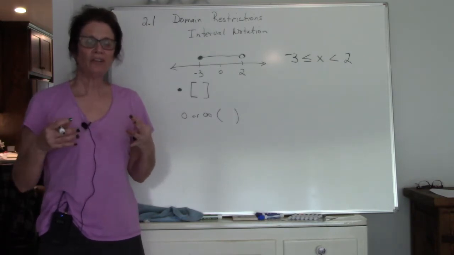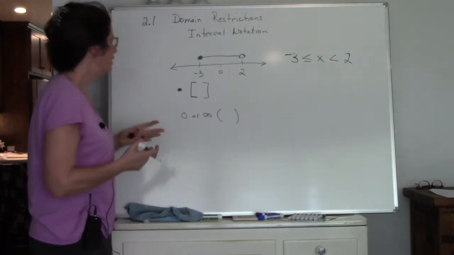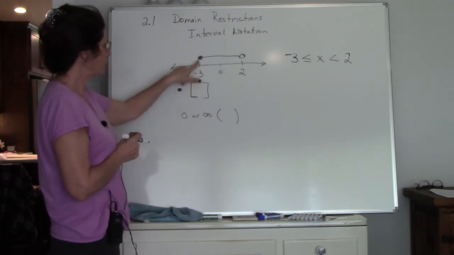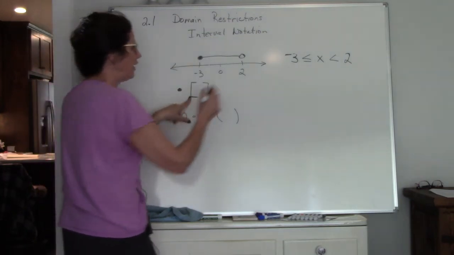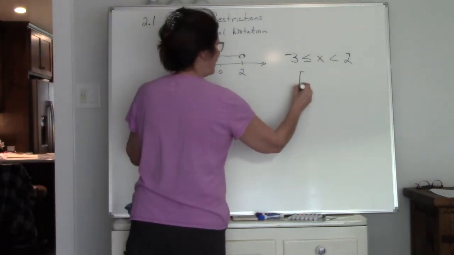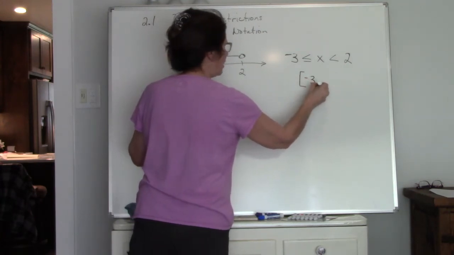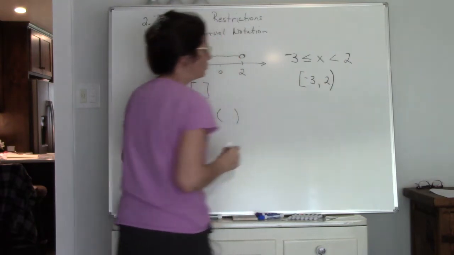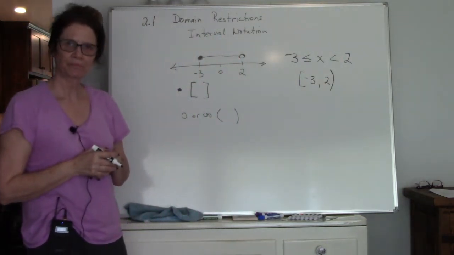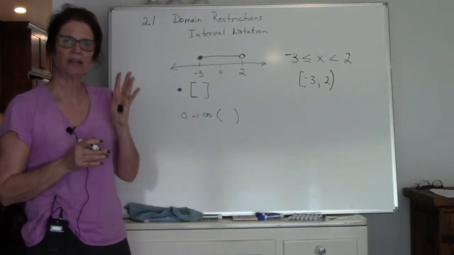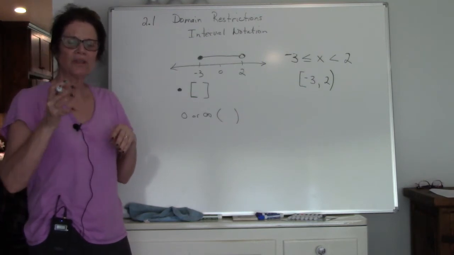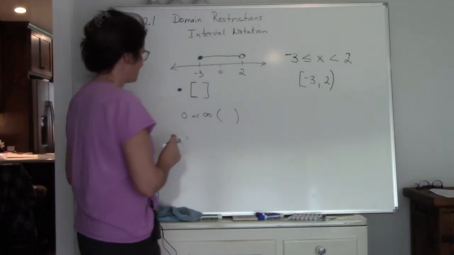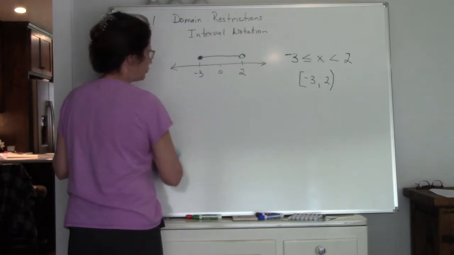Okay? So that's with an inequality. With interval notation, it's actually much easier to write. Since we're including the -3, we have a solid dot, so I'm going to put a bracket, -3, comma, up to 2, but not including 2. So I'm going to put a parenthesis. Okay, so bracket means it includes it. Parenthesis means it doesn't include it.